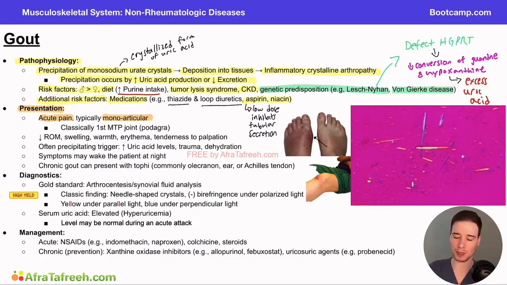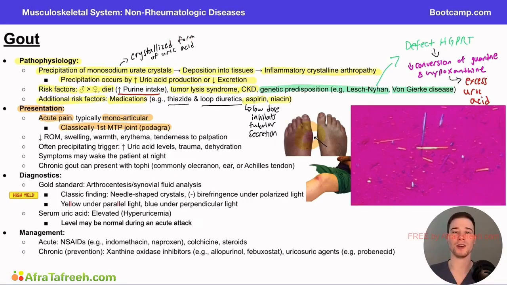Patients are going to classically present with symptoms in the first MTP joint. This is also called podagra. So you can see over here on the image, I'm circling in orange, this inflammation of the big joint itself. That is the first MTP joint because it's attached to the great toe. And this is a very common area where these uric acid crystals can hang out and cause inflammation to the joint itself. There's not a very good blood supply to these joints, and thus the crystals can go there and deposit, and they're not getting flushed out like they might in some other joints.